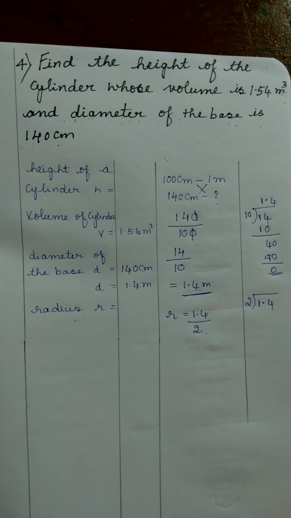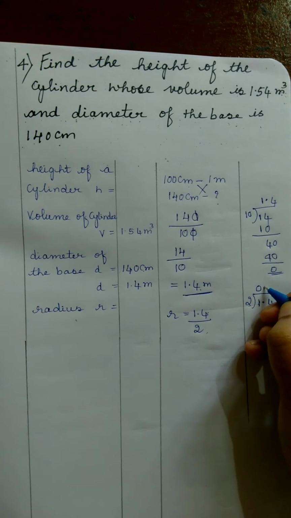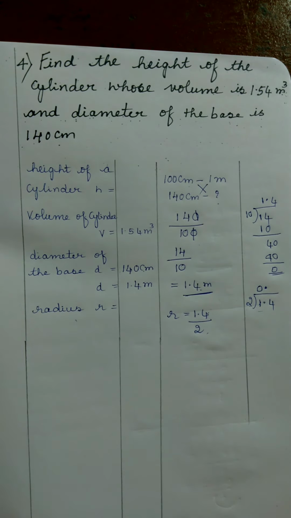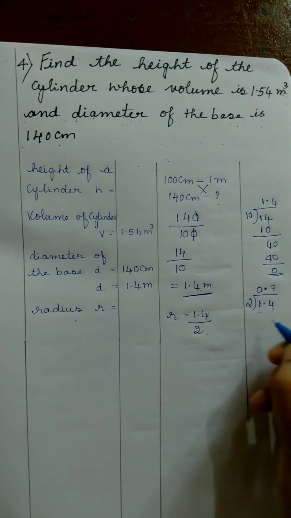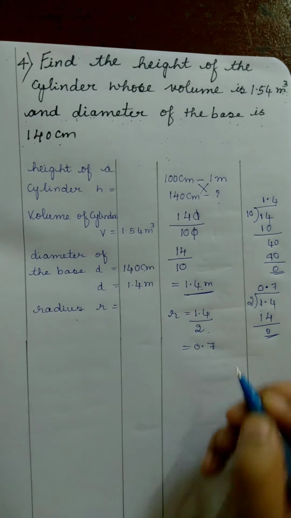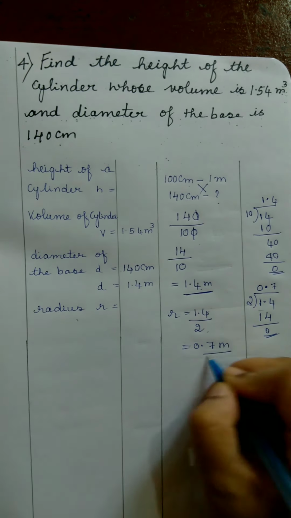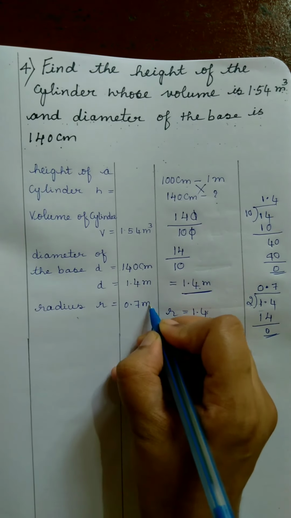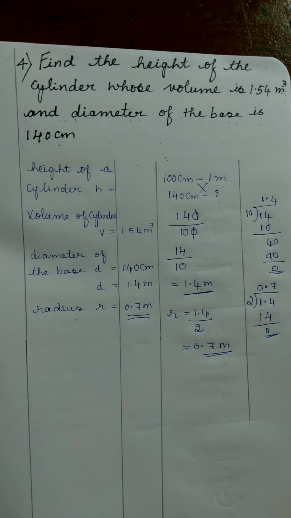Performing the division, 1 is lesser than 2. So, take 0 point so that it will be 14. We know that 2 sevens are 14. Therefore, the radius value will be equal to 0.7 meter. Now we have to find out the height of the cylinder. The volume of a cylinder is equal to pi r square h. Let us substitute the values.